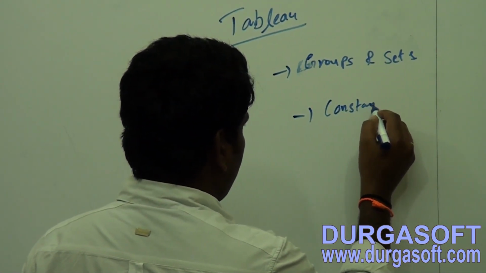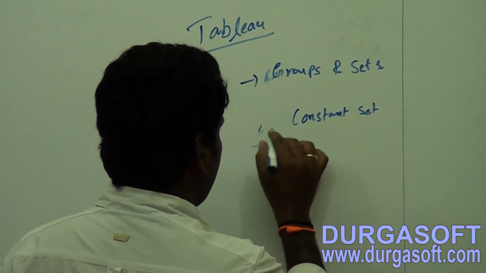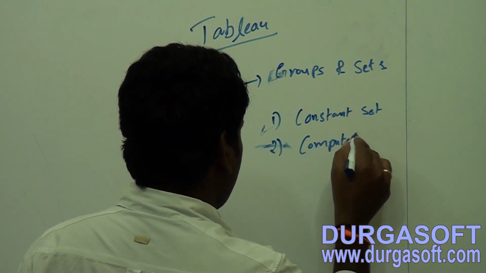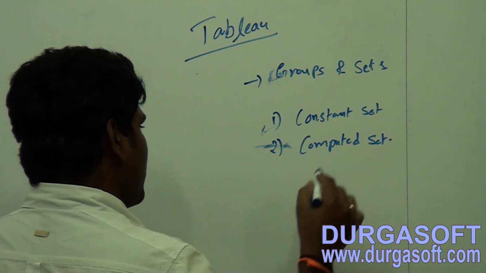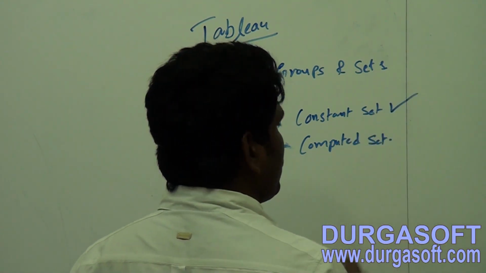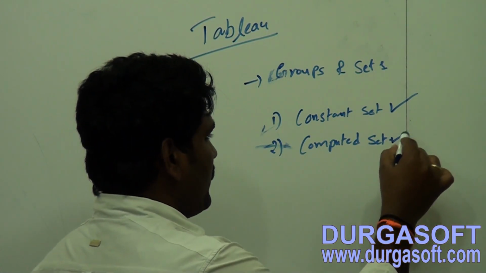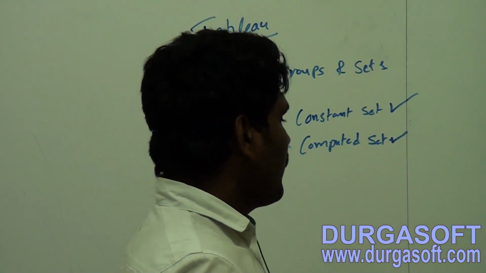constant set. One more is computed set. In a constant set, you can't apply any conditions. That means you can't filter the data. But in a computed set, you can filter the data. See now how to apply the constant set.